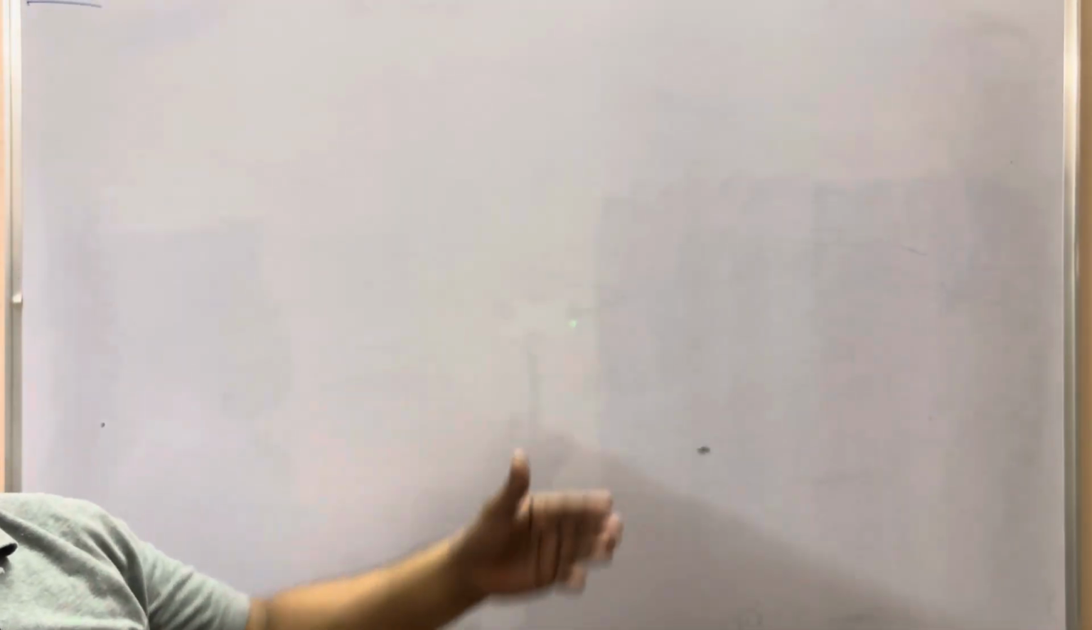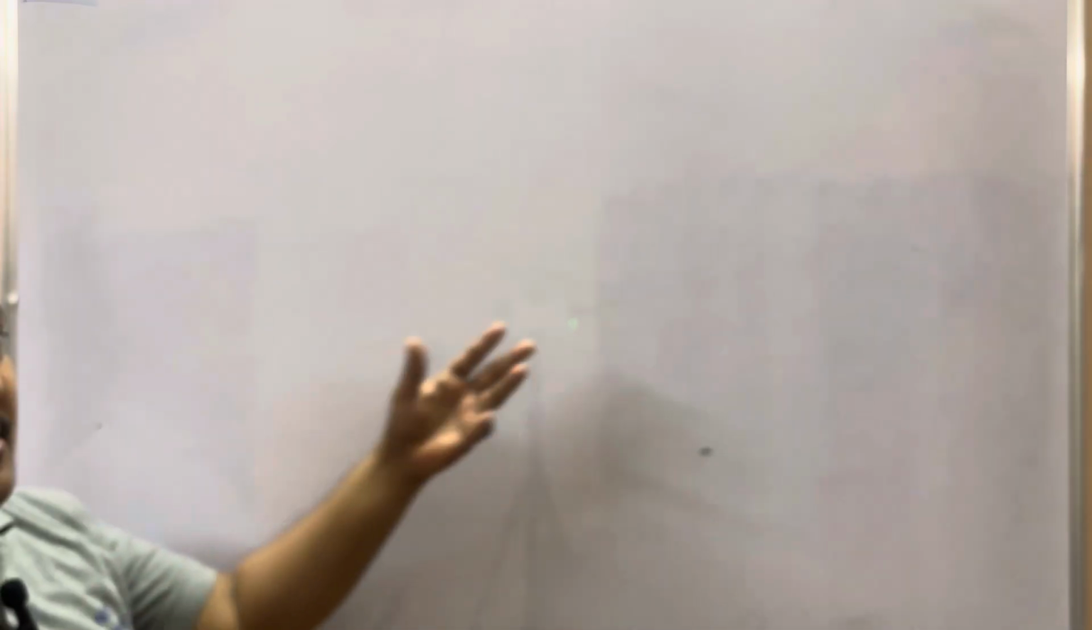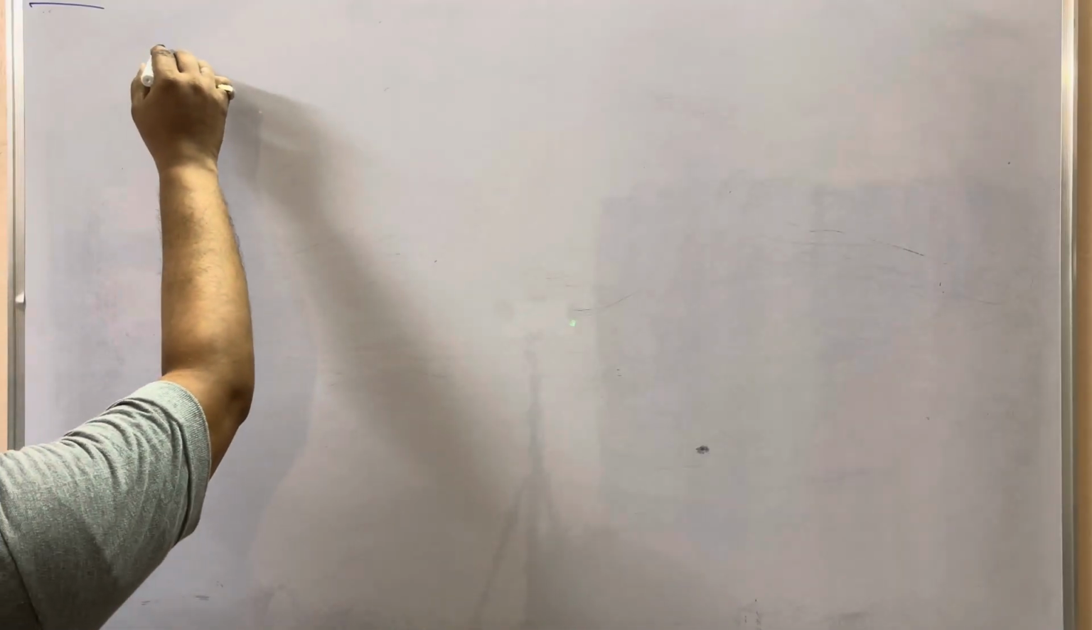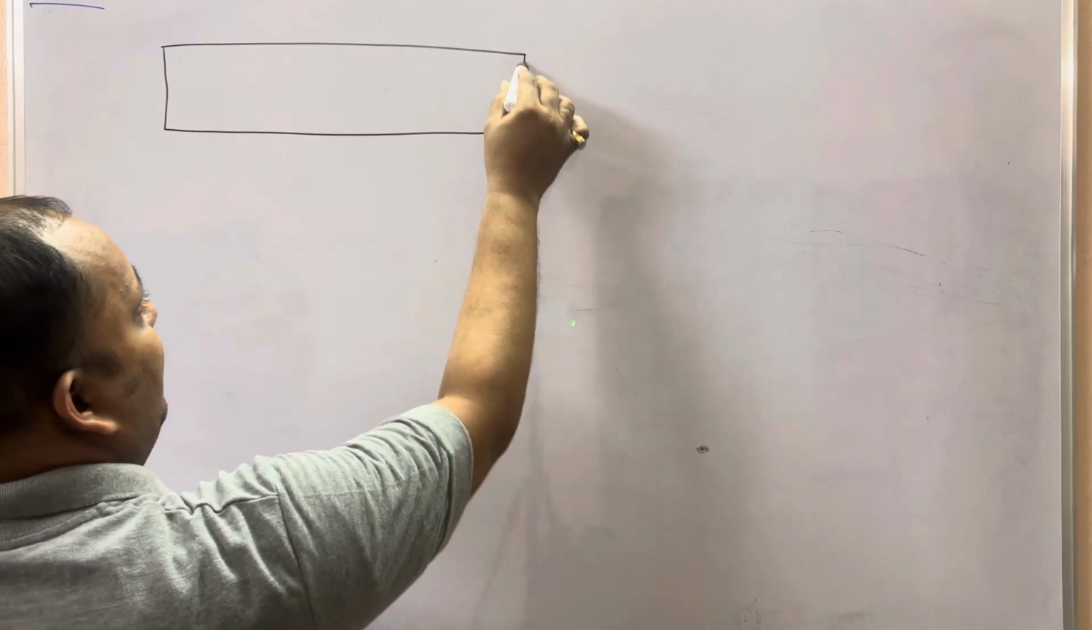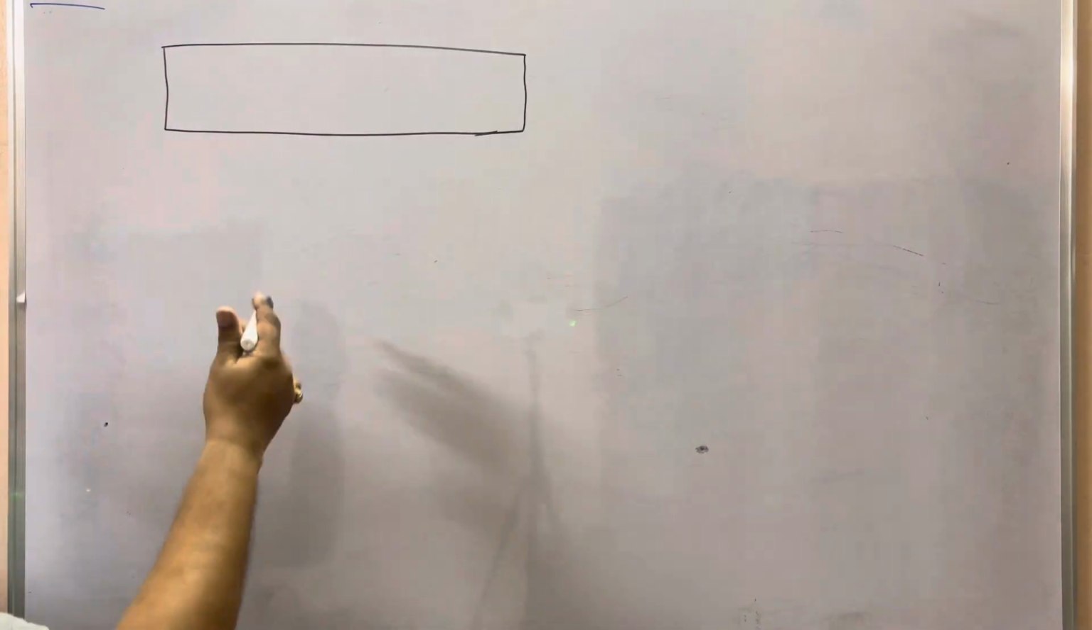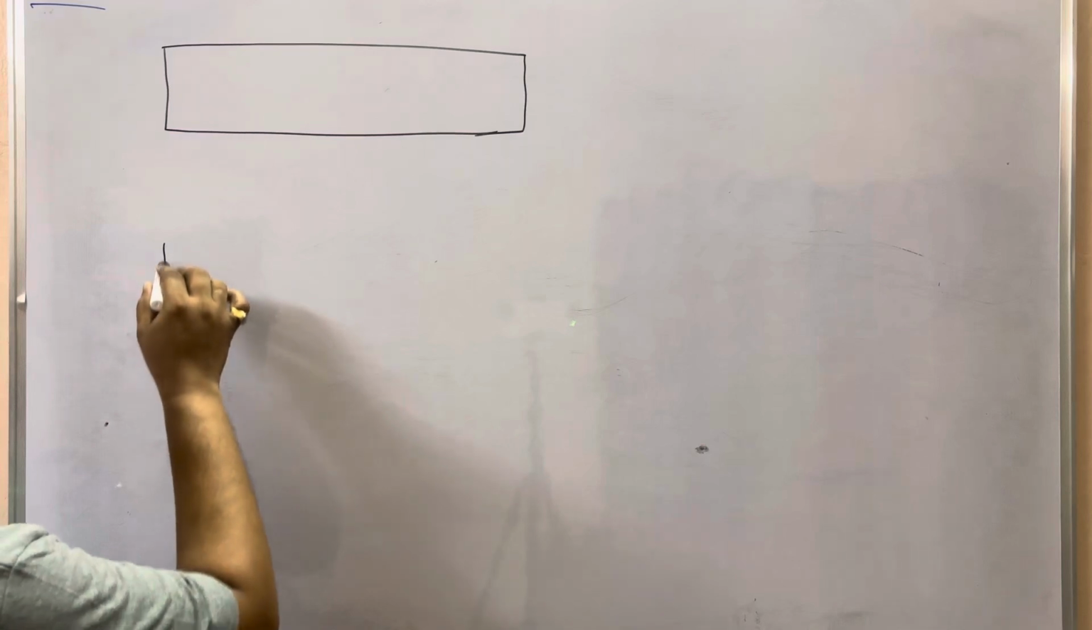In this class we are going to discuss errors, accuracy, precision, absolute error, relative error, percentage error, all this. First of all, how the error is going to come. So, error will be coming because of the device we are going to use for measurement.